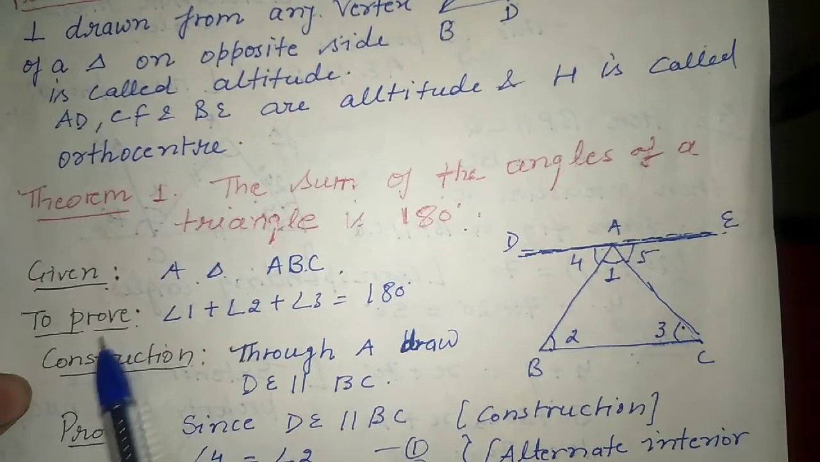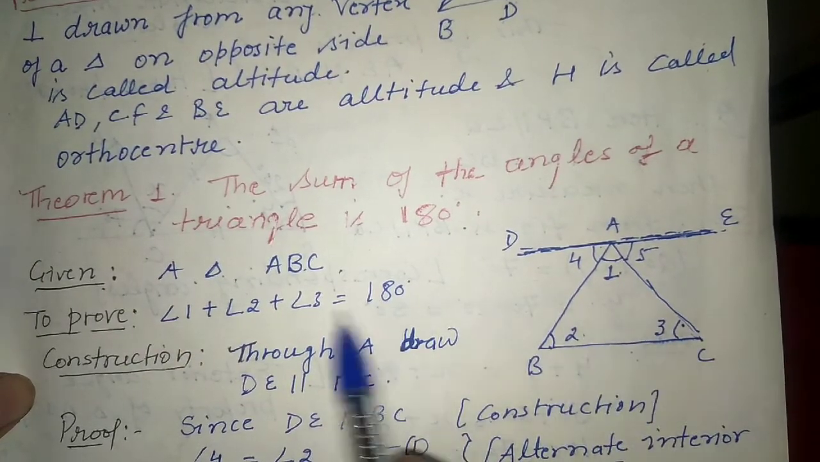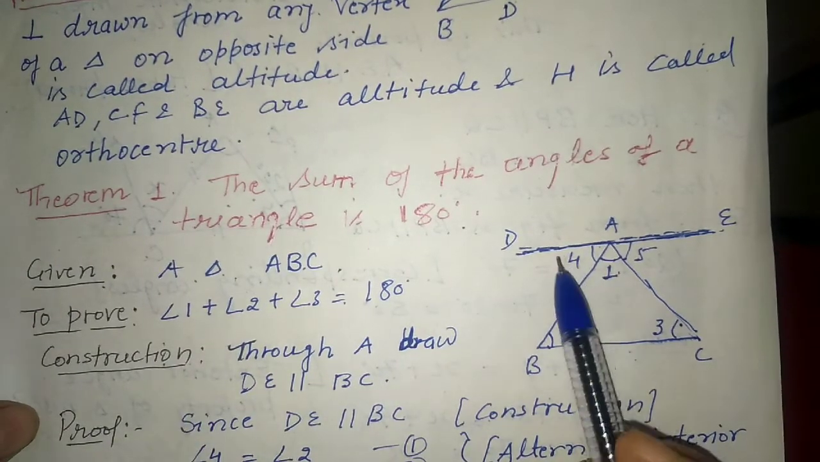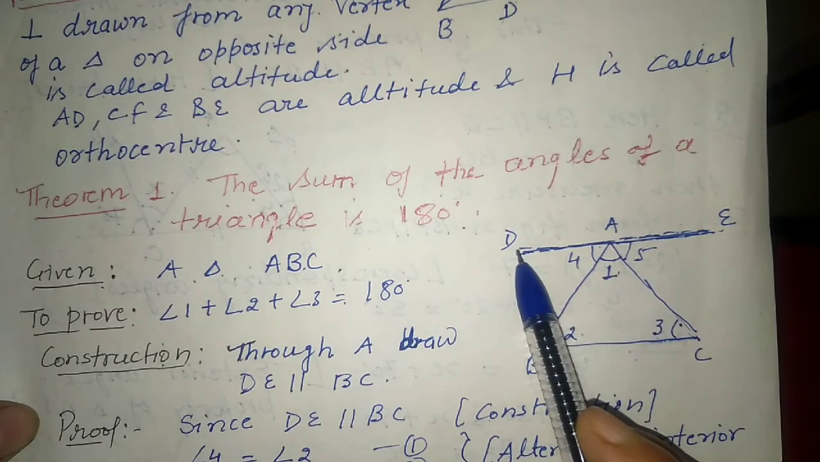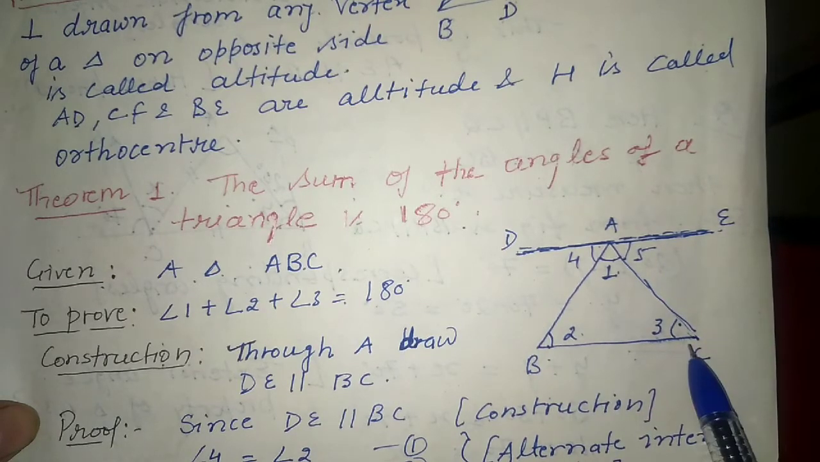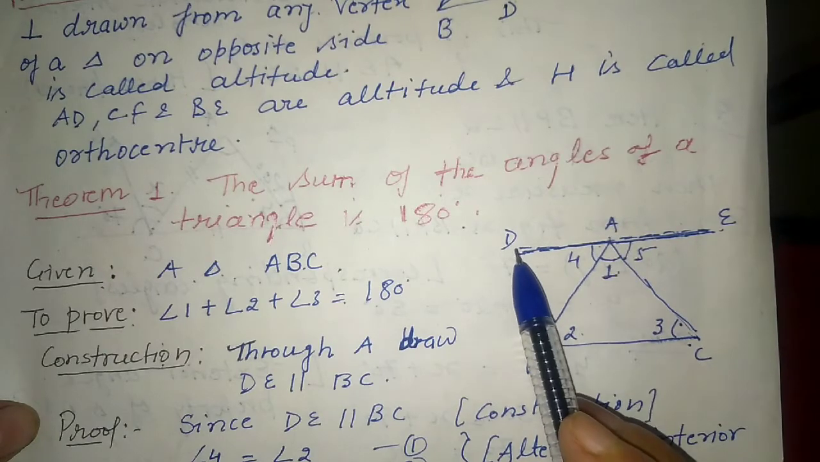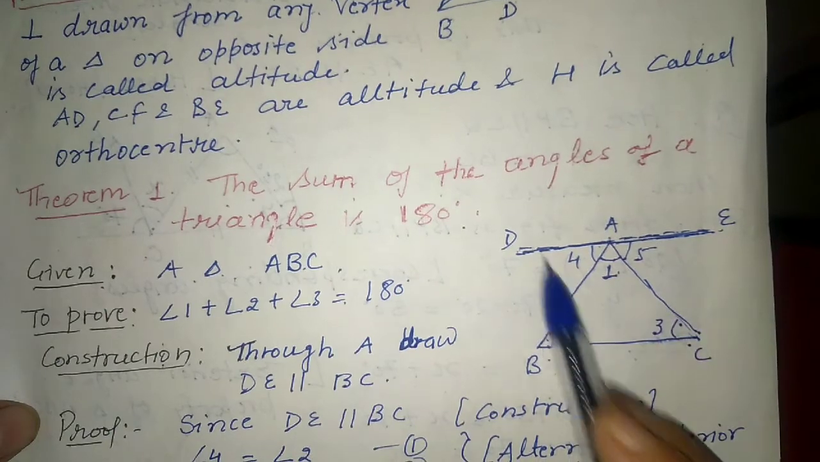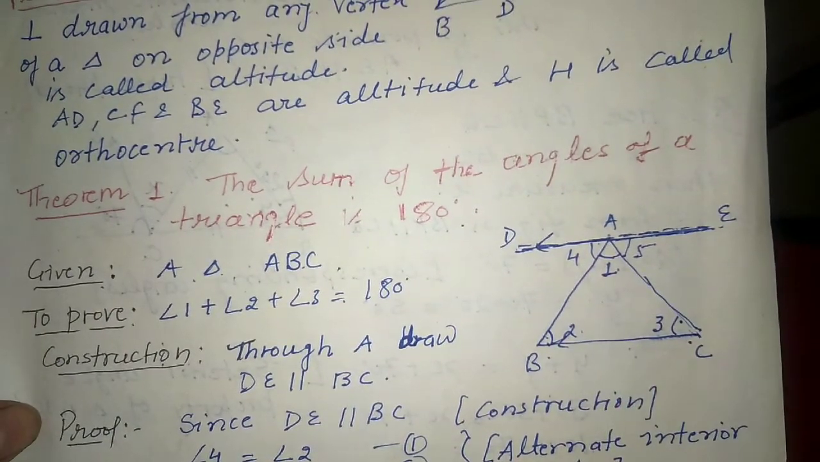Now what we have to prove? The sum of the interior angles of the triangle is 180: angle 1 plus 2 plus 3 is equal to 180 degrees. Now we have to do the construction. What construction do we have to do? We have to draw a line DE parallel to BC passing through A. So through A, draw DE parallel to BC. So these two lines are parallel to each other.